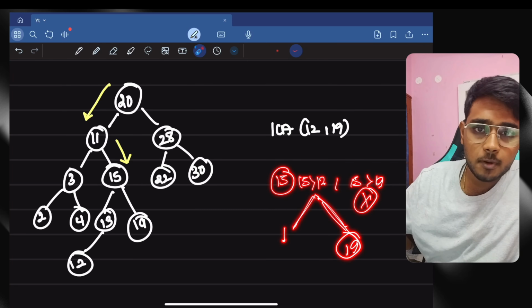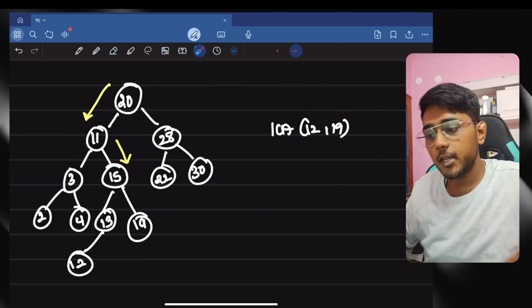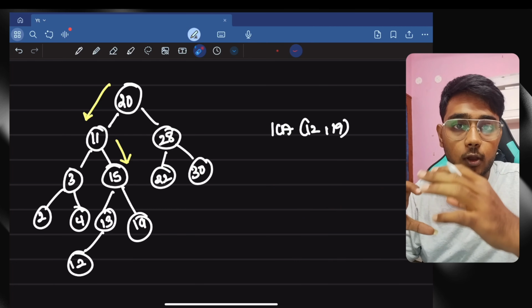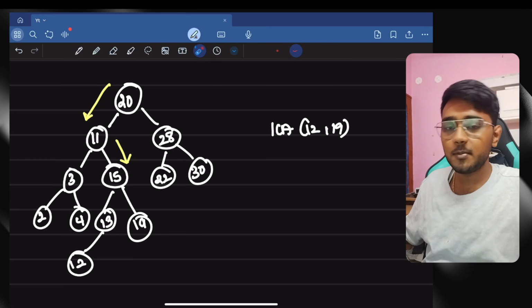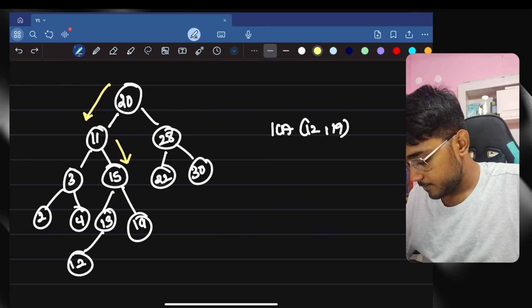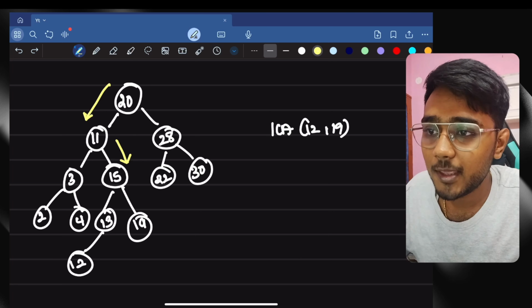Do you remember my explanation? Whenever we are just getting a splitting node, I mean the parent node, it is going to be the lowest common ancestor. That's it. Pretty simple. With this base case, we just reached the answer. How simple it is, guys? Very simple, right?